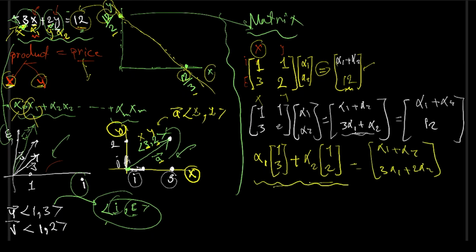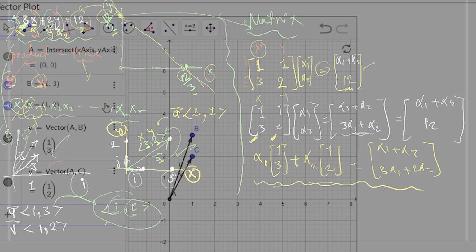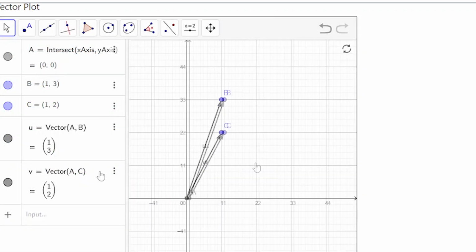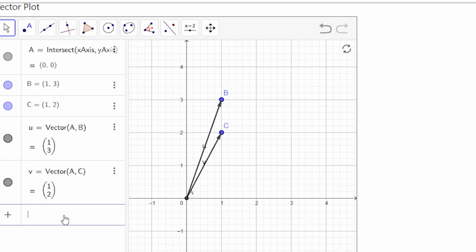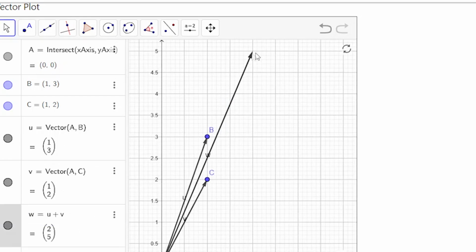I hope this essential presentation helps you to see how we are moving from one side to another side by using the tool of the knowledge that we know. Let's go ahead and try to graph this vector 1 and 3 and 1 and 2. So we got these 2 vectors. Now, according to the knowledge that we know, if I would have to sum u plus v, then we get a point of 2 and 5.